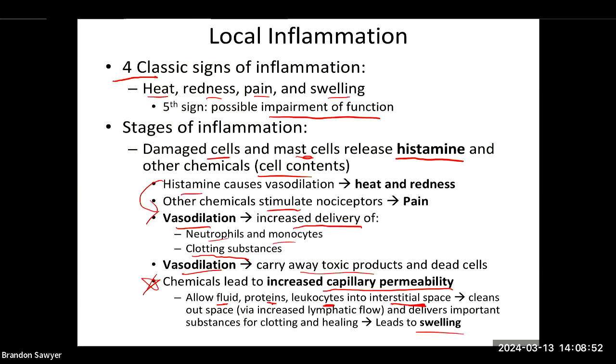Okay, so we're getting to see where the heat and the redness and the pain and the swelling come from right here. Okay, questions on this so far?